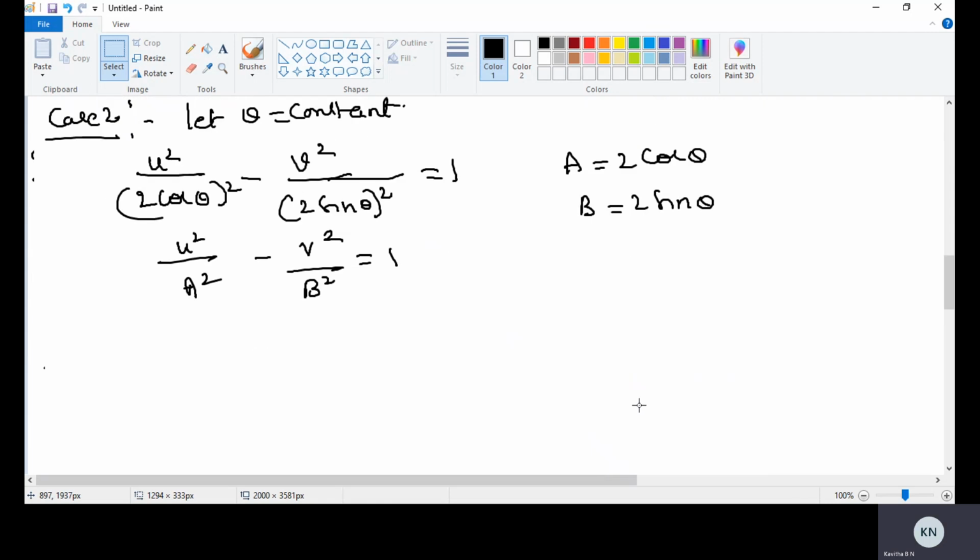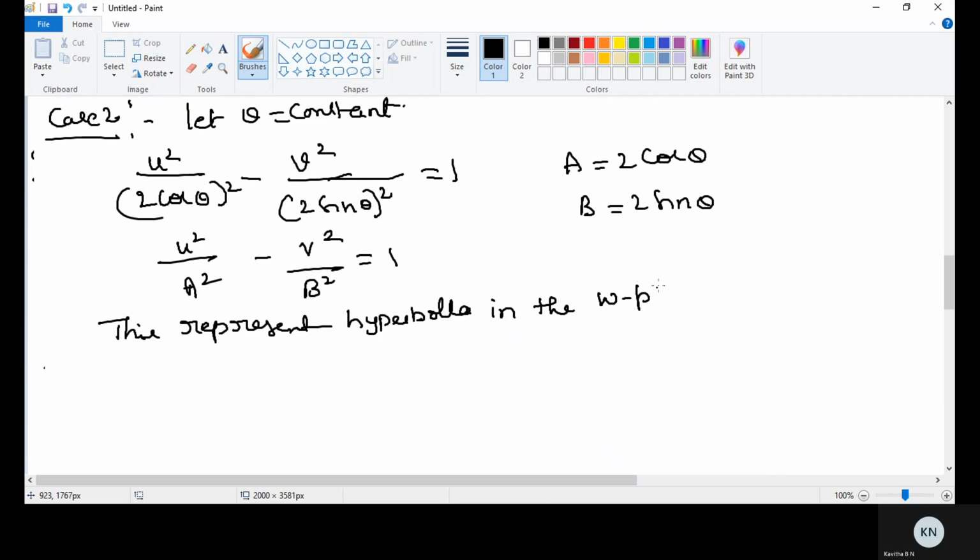u square by a square minus v square by b square is equal to 1. This represents a hyperbola in the W plane, with foci plus or minus square root of a square plus b square comma 0.